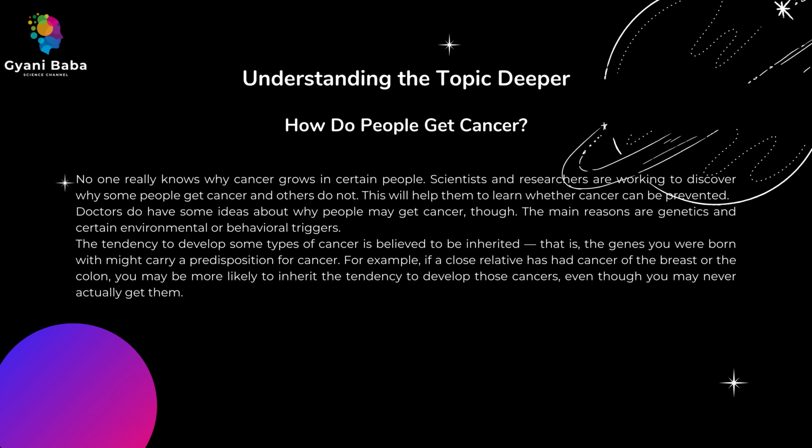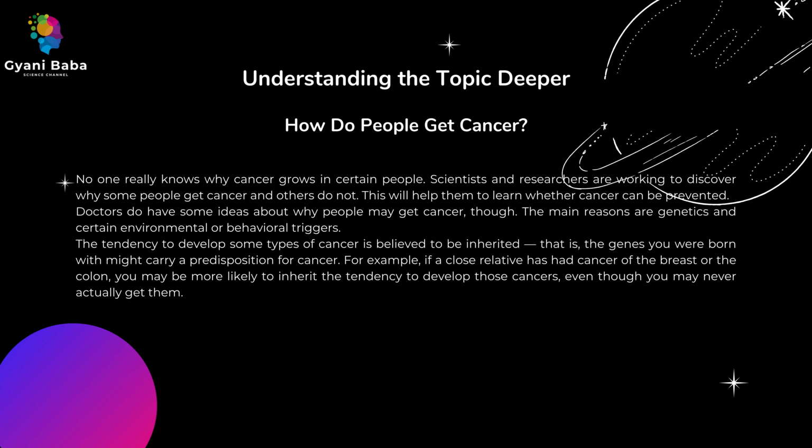Understanding the topic deeper: how do people get cancer? No one really knows why cancer grows in certain people. Scientists and researchers are working to discover why some people get cancer and others do not. This will help them to learn whether cancer can be prevented. Doctors do have some ideas about why people may get cancer, though. The main reasons are genetics and certain environmental or behavioral triggers.